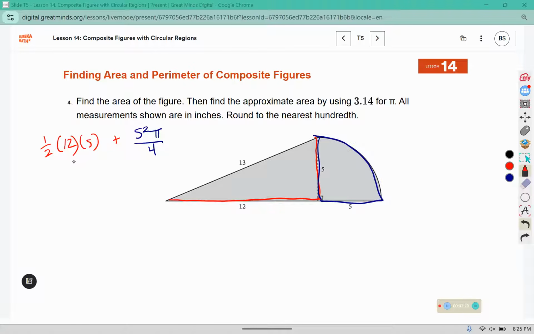12 times 5 is 60. 5 squared is 25. Half of 60 is 30. And 25 divided by 4 is 6.25 with the pi. And this is in units squared.